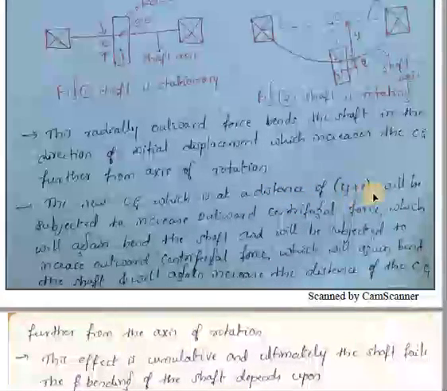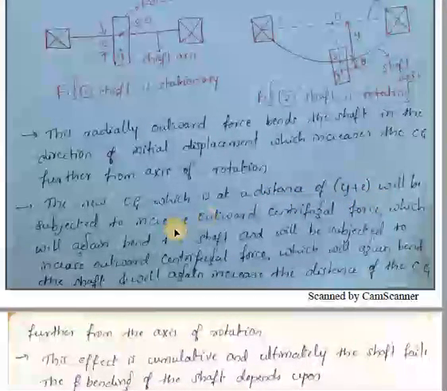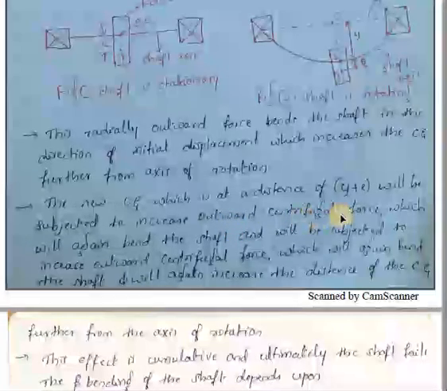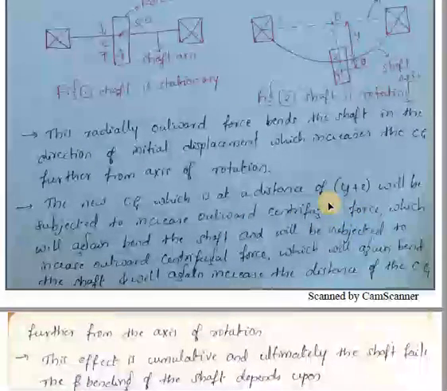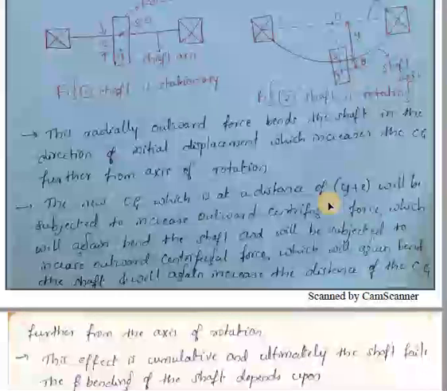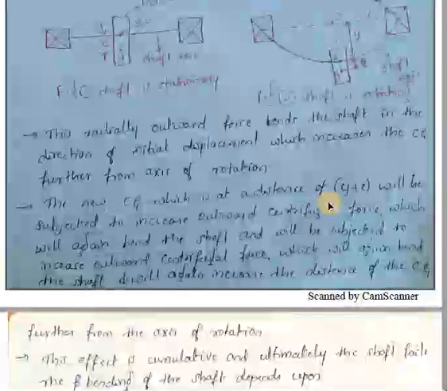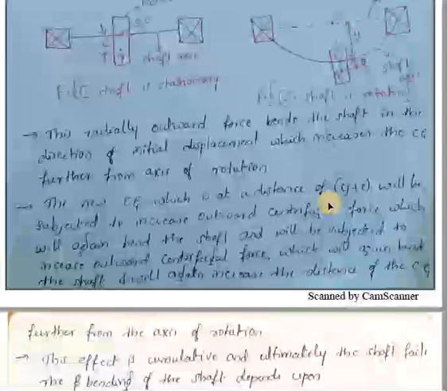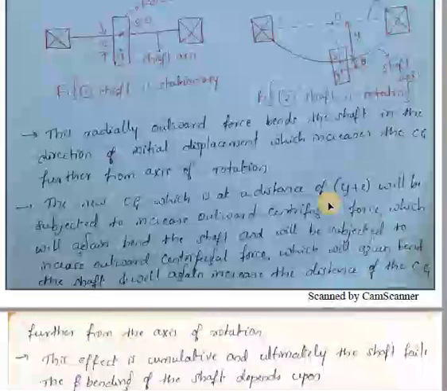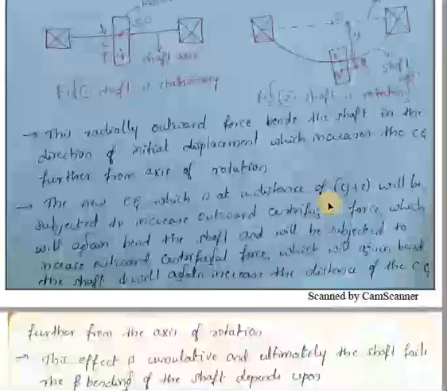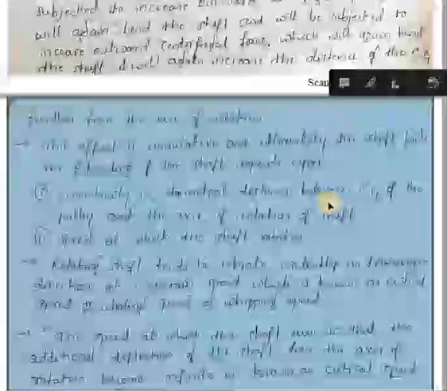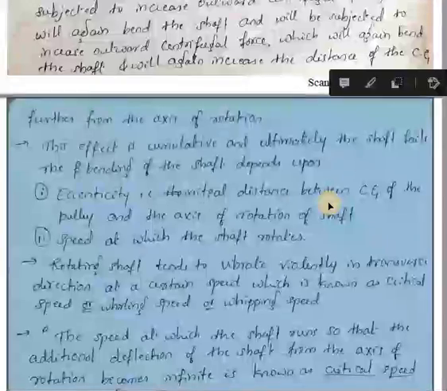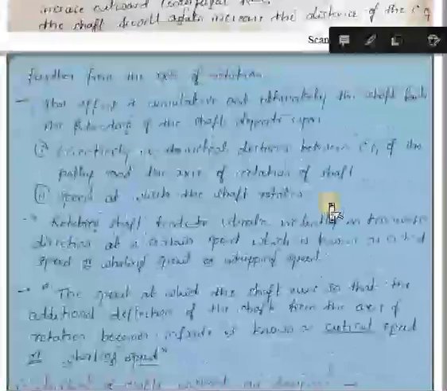The new CG, which is at a distance of y plus e, will be subjected to increased outward centrifugal force, which will again bend the shaft and again increase the distance of the CG further from the axis of rotation. So this effect is cumulative, and ultimately the shaft fails.